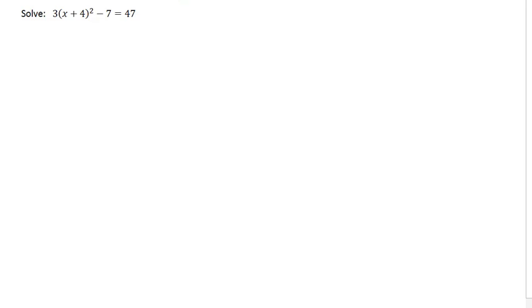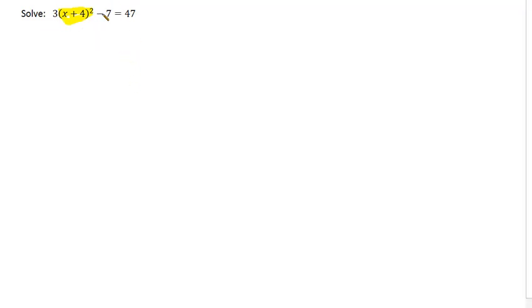Solve 3 times the quantity x plus 4 squared minus 7 is 47. Here I see the quantity x plus 4, the quantity involving the variable, being squared. I can apply the square root property, but first I need to isolate the x plus 4 squared before applying the property. And so I will use simple basic ideas from solving linear equations to isolate that quantity.